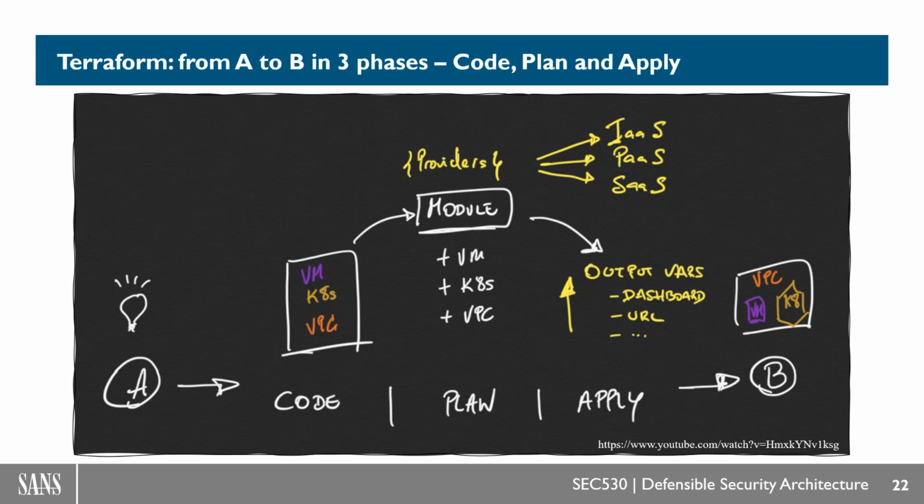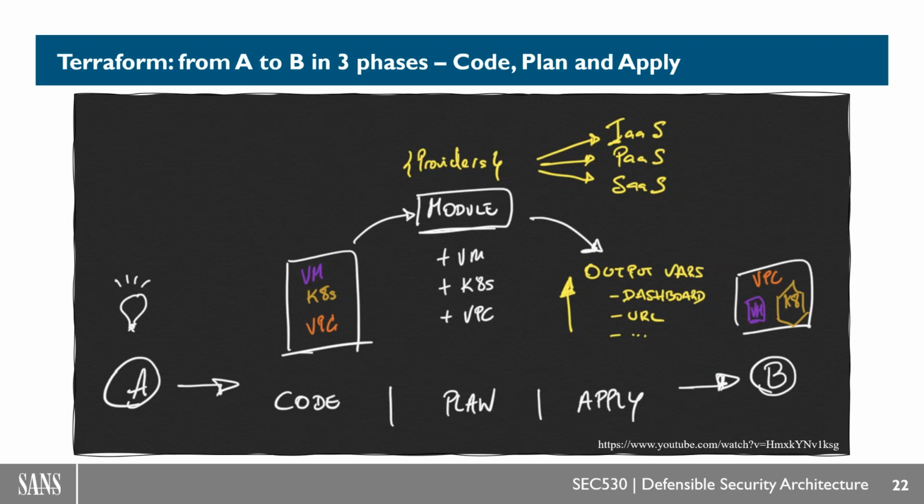Phase 1, you create a file with code. It's the Terraform file. And you say, you know what, I want to create a VM. I want to create a Kubernetes platform. I want to create my VPC, my virtual private computing network, with the network settings for the VMs and Kubernetes. That goes into a file. You put the settings there.